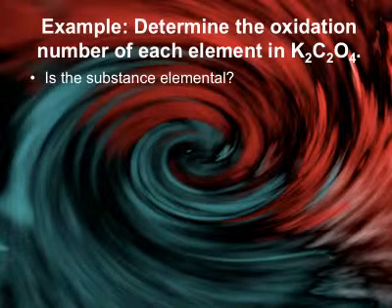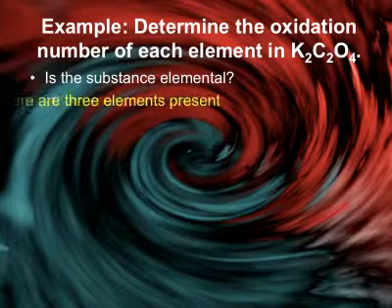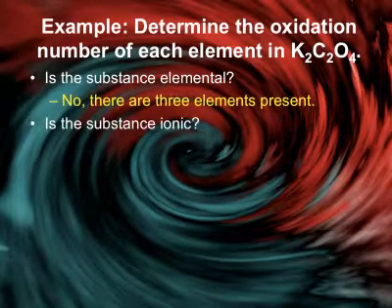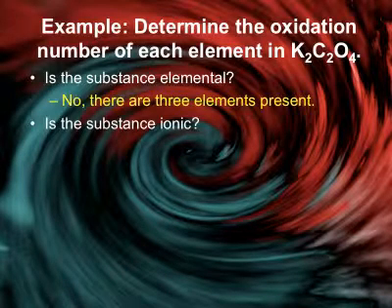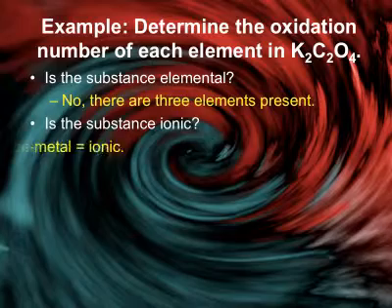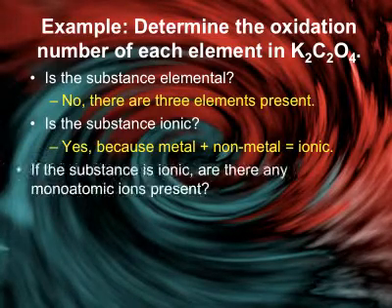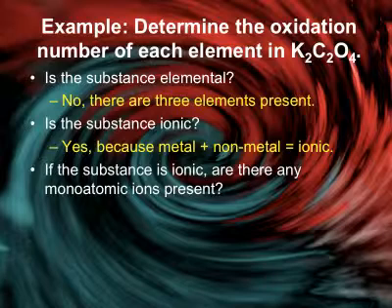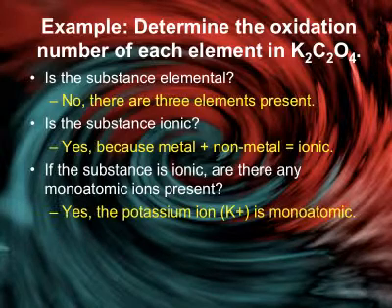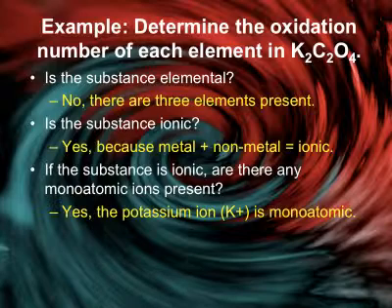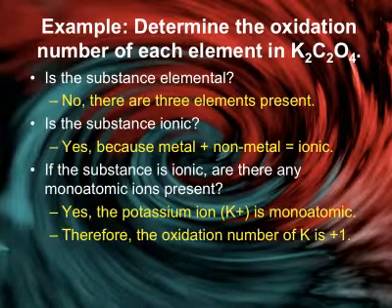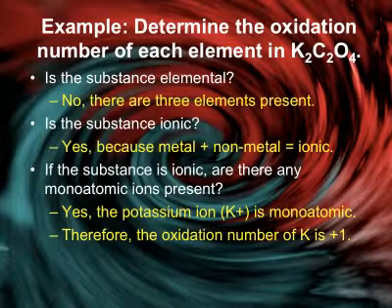Is the substance elemental? No, there are 3 different elements present. Secondly, is the substance ionic? Yes, we have a metal and 2 nonmetals, so this is ionic. If the substance is ionic, are there any monatomic ions present? Is there anything that's not a polyatomic ion? Yes. So automatically that tells us that the oxidation number of potassium is 1 positive, because why? Because of the rule, it's in the first row. The first row has a charge of positive 1, correct?